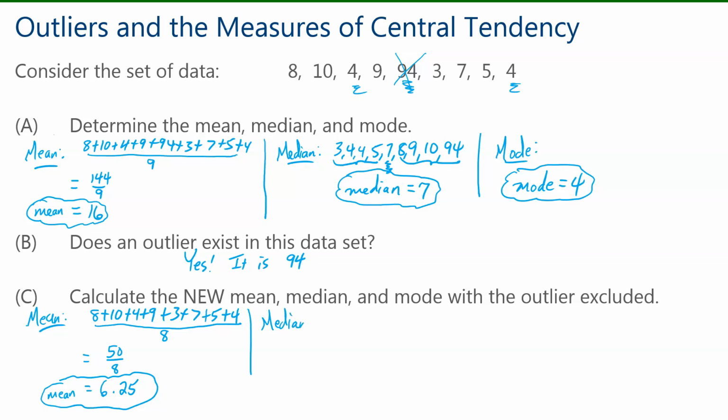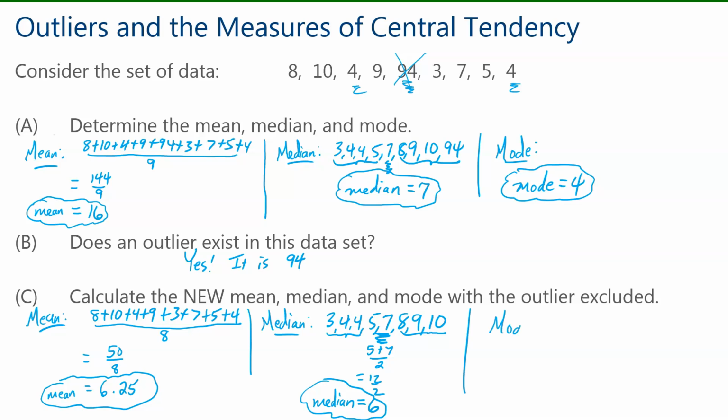How about our median? In calculating the median, we organize our data, least to greatest, up as far as 10 this time. We now have 8 pieces of data, so there will be 2 middle pieces. I group the first 3, I group the final 3. My 2 middle pieces of data are 5 and 7. And the midway point between 5 and 7 is indeed 6. So the median equals 6. Our mode, without the outlier, the mode is still 4. The only piece of data that still repeats itself is 4.